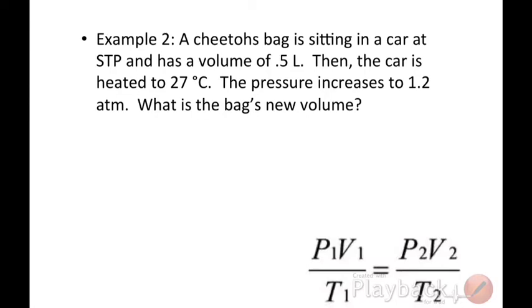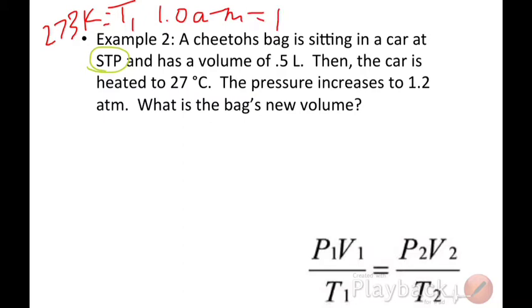So first, Cheetos bag sitting in a car at STP. STP means 273 Kelvin is the temperature. That's so the T1. And the pressure is 1 atmosphere. That is what standard temperature and pressure mean. So 273 Kelvin and 1 atmosphere. And we're given our volume, so here's V1, 0.5 liters.